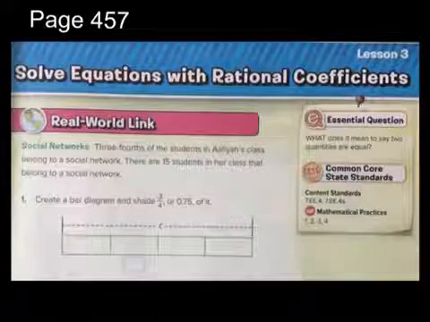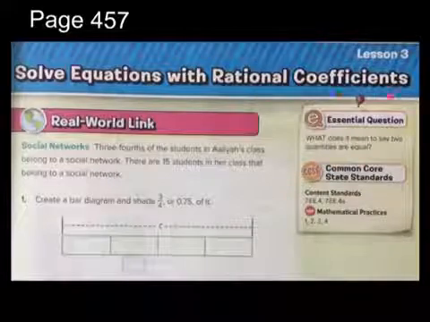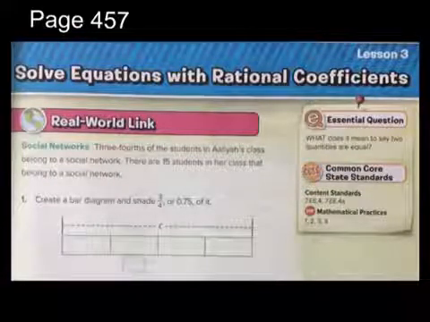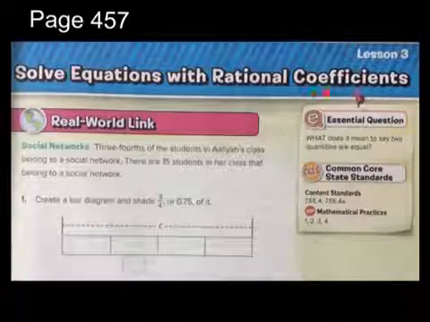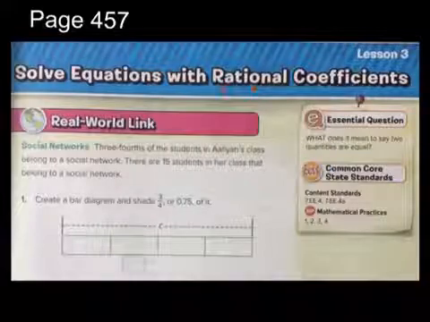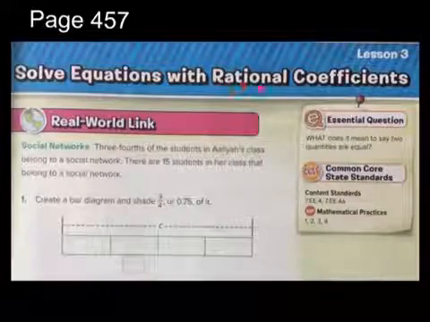Hello everyone, welcome to lesson 6-3, Solve Equations with Rational Coefficients. This lesson is found on page 457. Now remember, a coefficient is the number next to the variable. And when we talk about rational numbers, we're talking about decimals and fractions as well as positive and negative numbers and so on.